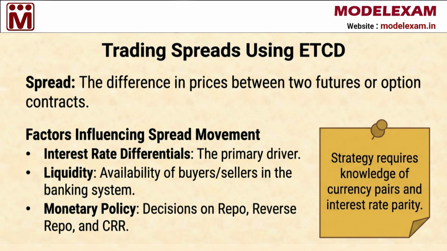If you are looking for a strategy that focuses on the relationship between two different contracts, you might consider spread trading. A spread is simply the price difference between two futures or options. Movement in these spreads is usually driven by things like interest rate differences, how much money is in the banking system, and big policy decisions from the RBI regarding repo rates or the CRR. Success here requires a deep understanding of how interest rate parity works.